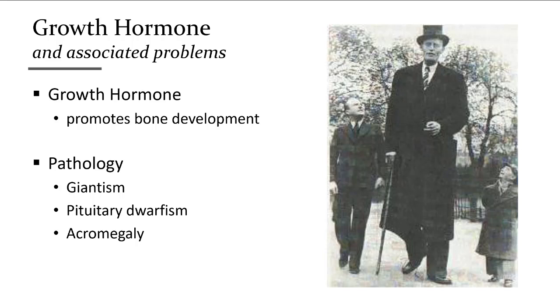In adults, when the epiphyseal plate is no longer present, an excessive amount of growth hormone cannot make the person taller, but it can stimulate other tissues to grow and enlarge, resulting in a condition known as acromegaly. This is characterized by a thickening of the hands and face.